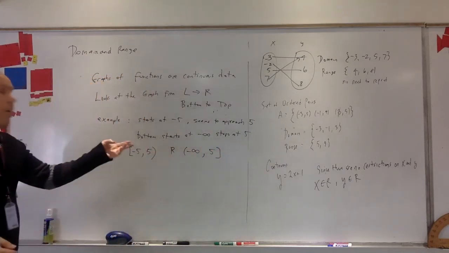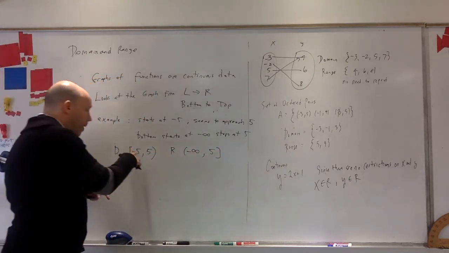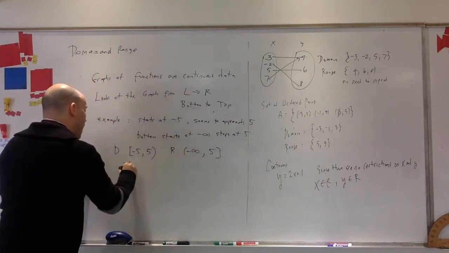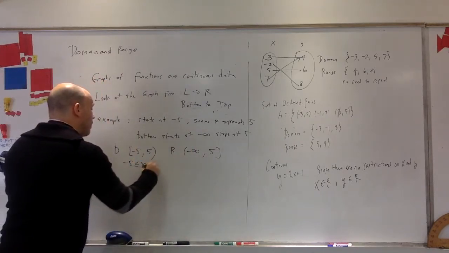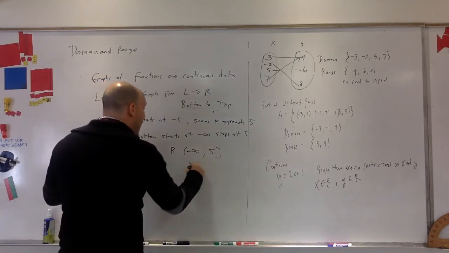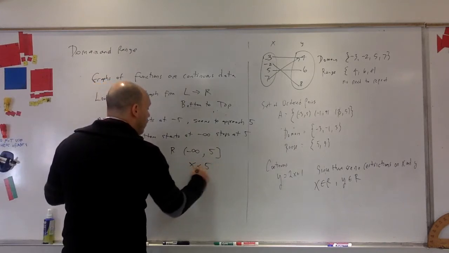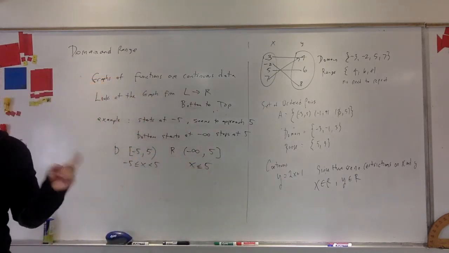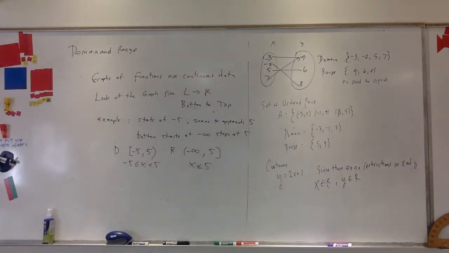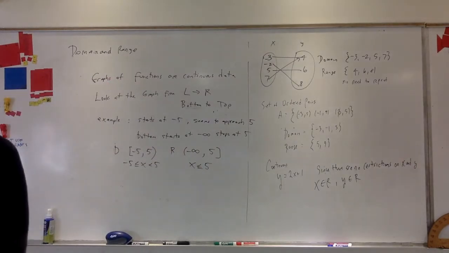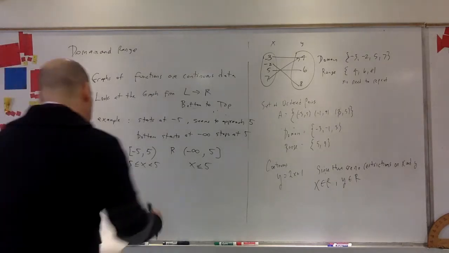And so this is 2 ways we can write the domain and the range. We can say -5 is less than or equal to x is less than 5, and the range is simply y is less than or equal to 5. These are 2 ways. Let's move on. There's a couple of examples in the book.